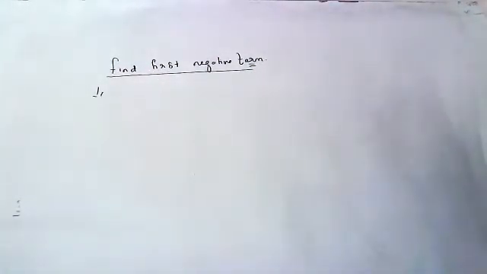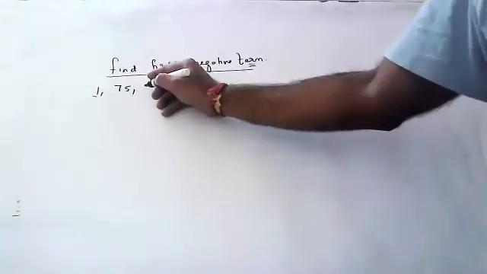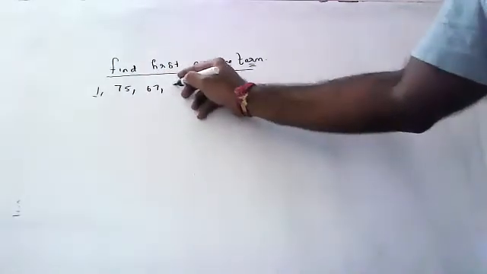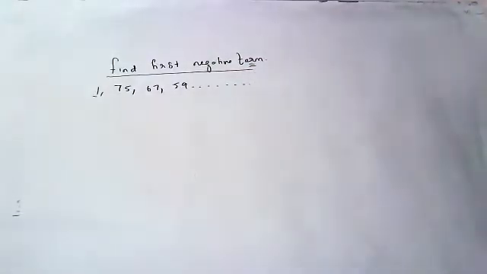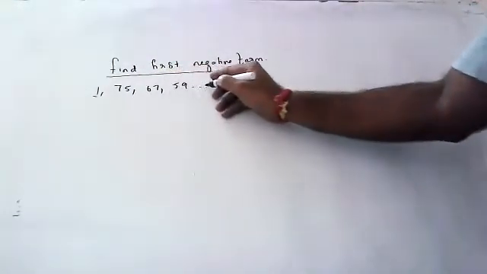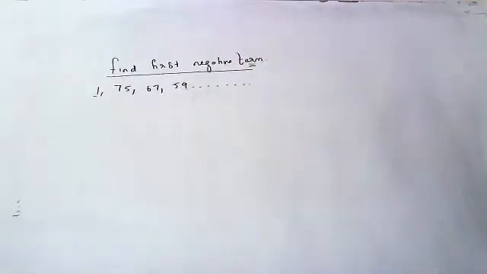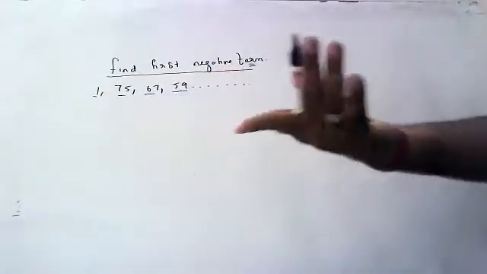Suppose the question is: what is the first negative term? The question will come like this, children: 75, 67, 59, and so on. So what is the first negative term? Children, for every series you can't keep on writing every number. So how do we find the first negative term? It should compulsorily be in decreasing order only, children, then only you get the first negative term.